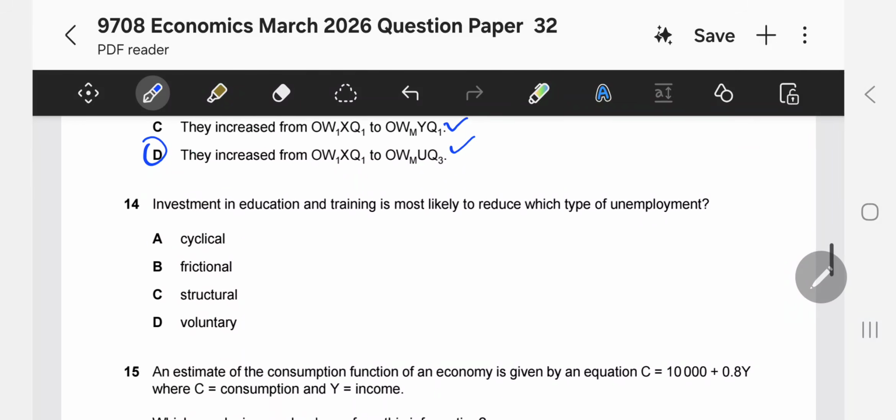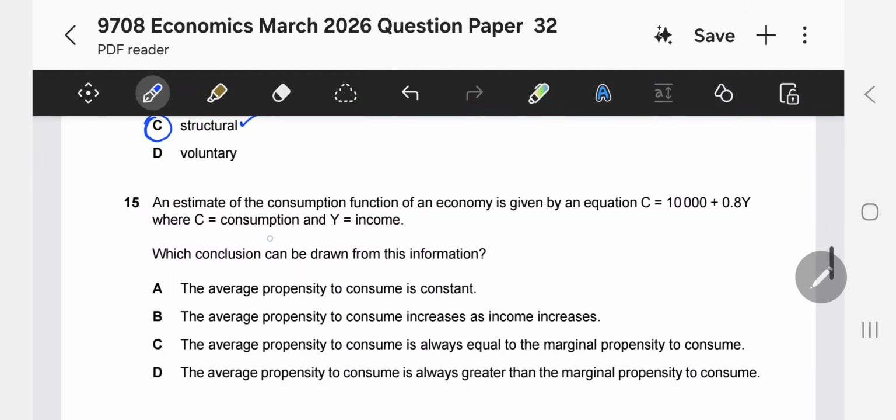Okay, that's good. Let's go to question 14. Investment in education and training is most likely to reduce which type of unemployment? This one will be structural, because in structural unemployment, people lose jobs because of lack of skills, and once they have skills, then we can deal with that. Let's go to 15. An estimate of the consumption function of an economy is given by the equation C equals 1000 plus 0.8Y, where C equals consumption and Y equals income.